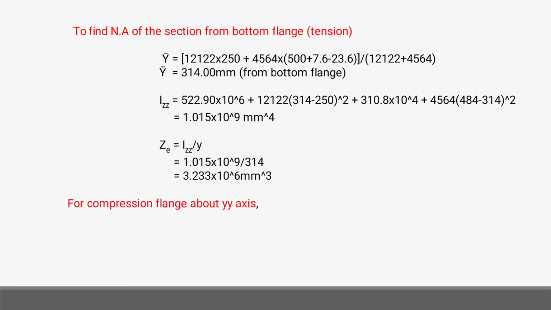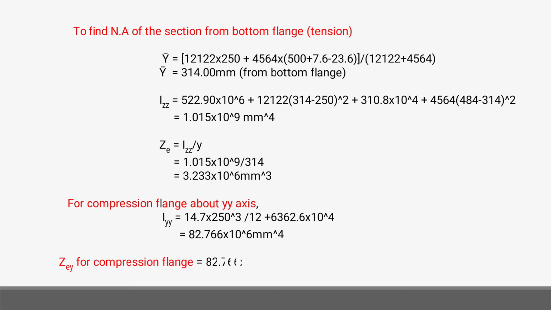So for the compressive flange about the YY axis, IYY is equal to 14.7 into 250 cube divided by 12 plus 6362.6 into 10 power 4, so IYY is equal to 822.76 into 10 power 6. So this IY formula is BD cube by 12. This is our formula, so we can easily find that. So ZEY for the compression flange is equal to I by Y. So I is 82, Y is 150. So you get 551.77 into 10 power 3 mm cube.